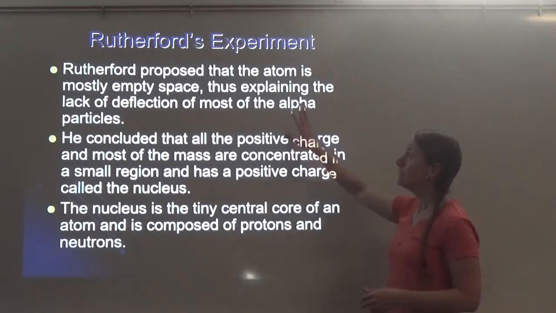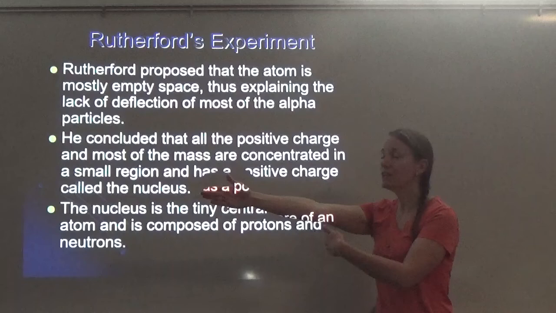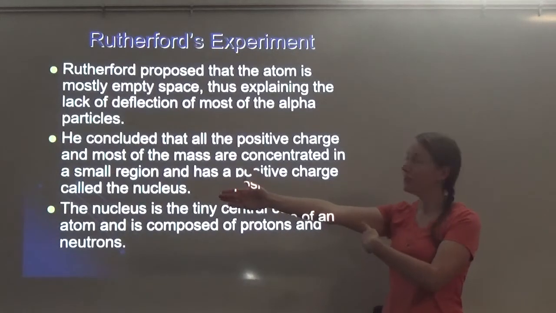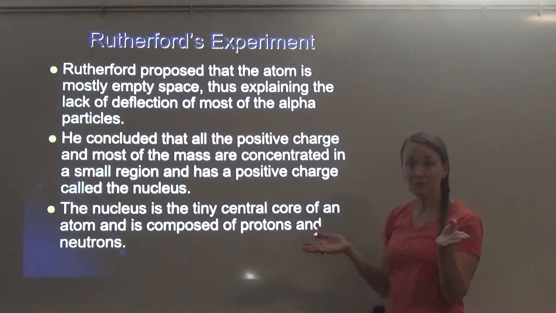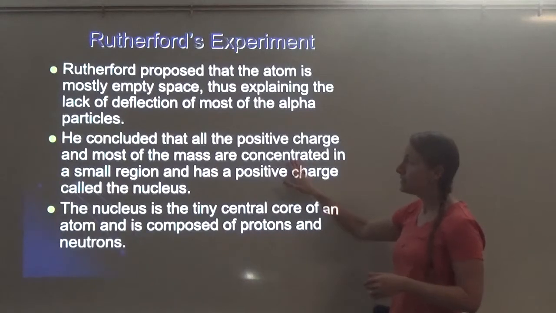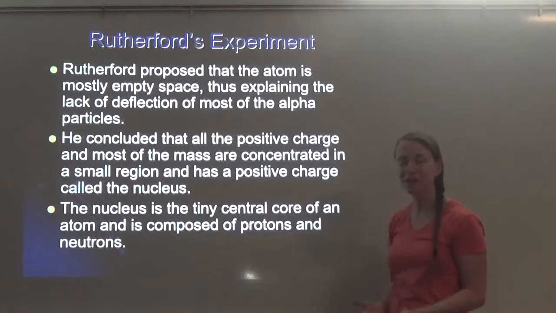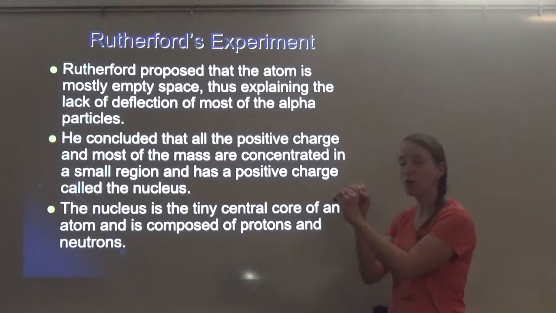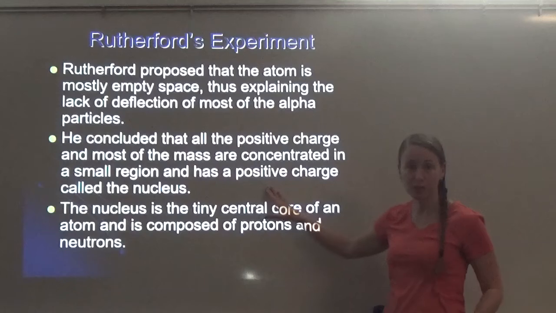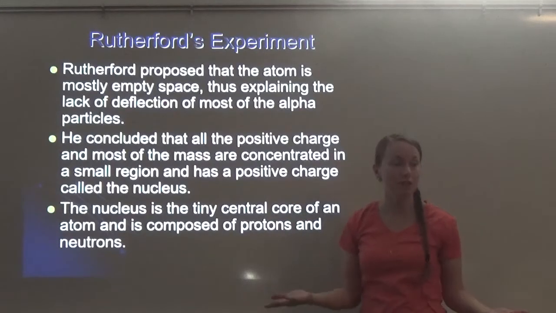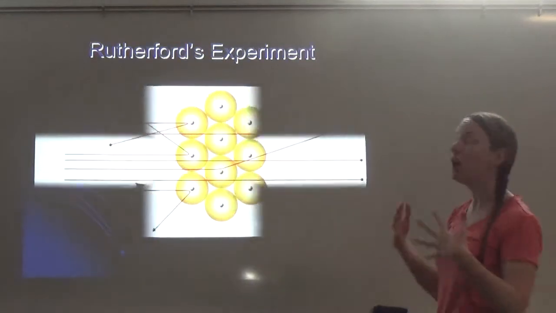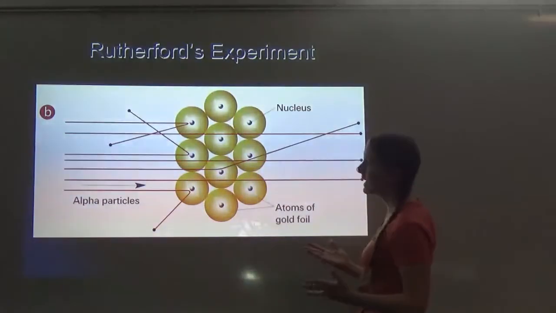So, like I said, because most passed straight through and didn't deflect at all, he determined most of the atom's empty space. And then, because some of them hit and bounced back, he realized it's not like a big positive area. It's a small, concentrated positive mass in the middle, and he called that the nucleus. So he's credited with discovering the nucleus. So this is just an up-close version of what's happening.